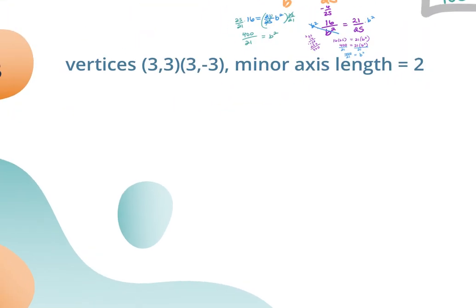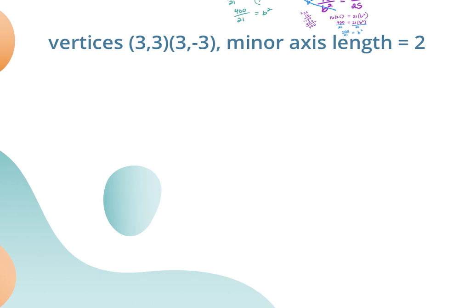Number 8. Now different kinds of information. The vertices are 3, 3, and 3, -3. 1, 2, 3, 1, 2, 3. That's a vertex. 1, 2, 3, 1, 2, 3. That's a vertex. Now what do we know?